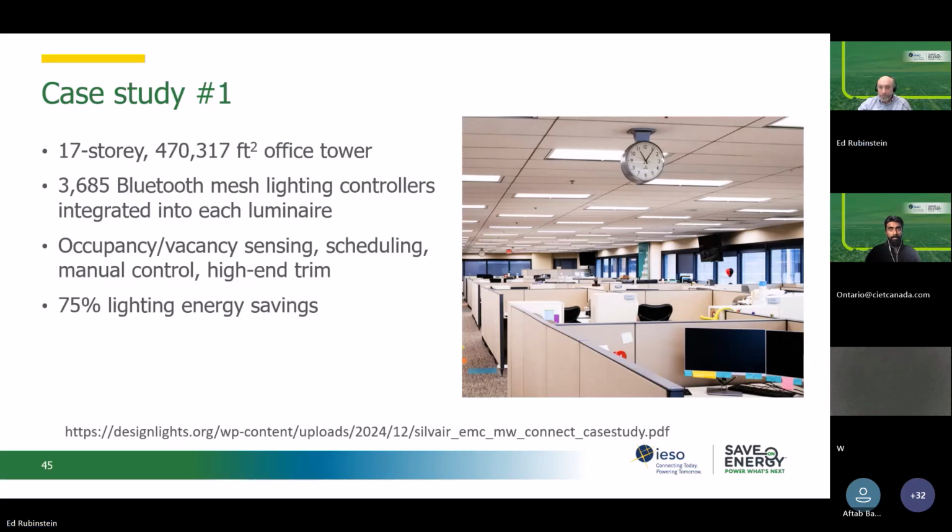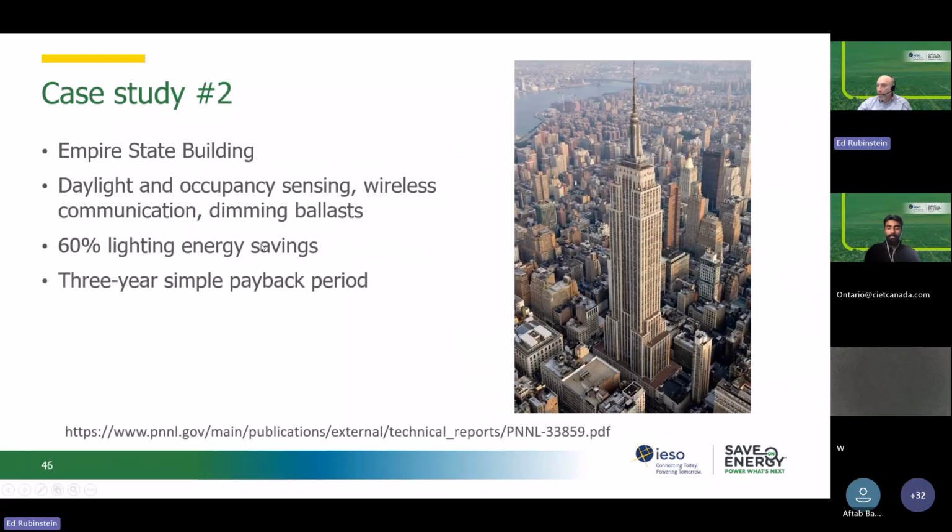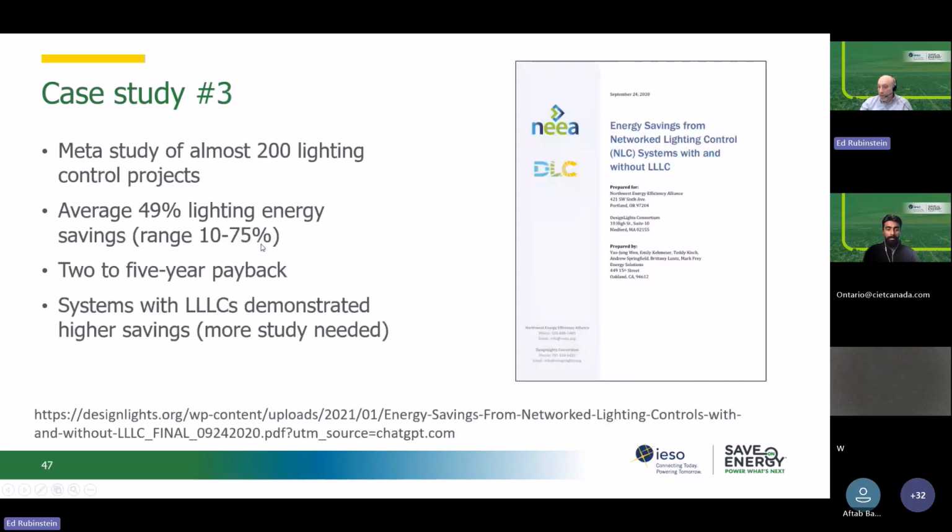And then very quickly, I realize we're getting close to time. So this is a great one. There's a link here. I think the slides are going to be shared. This is good because it showed it was a meta study of almost 200 lighting control projects, and the paybacks are great, 2 to 5 year payback. There are often incentives. I do believe the IESO offers incentives. 50% savings on average for electricity. This is great. I mean, this is the dollars and cents of it.